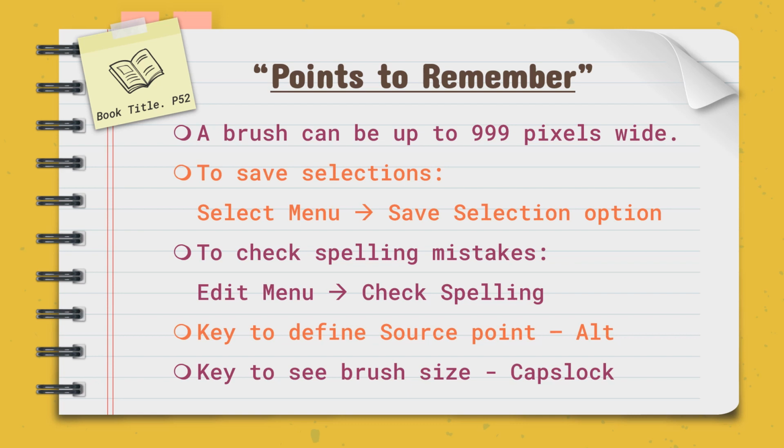But if the caps lock key is on, you will not see the circle as a brush size. You will see only the plus symbol. And wherever that plus symbol is dragged, the brush tool will apply the effect at that point. You will not be able to see the brush size. If you want to see the brush size, switch off the caps lock key. Simple.